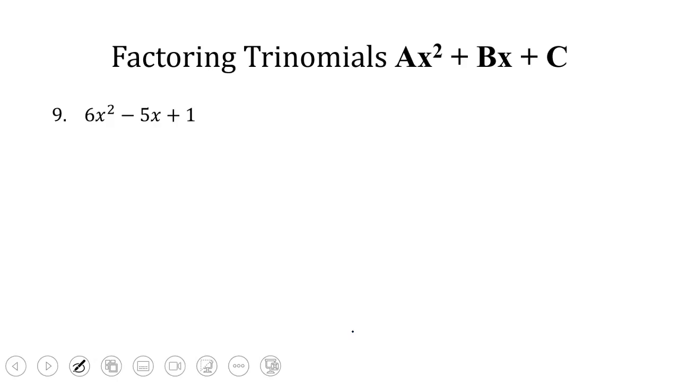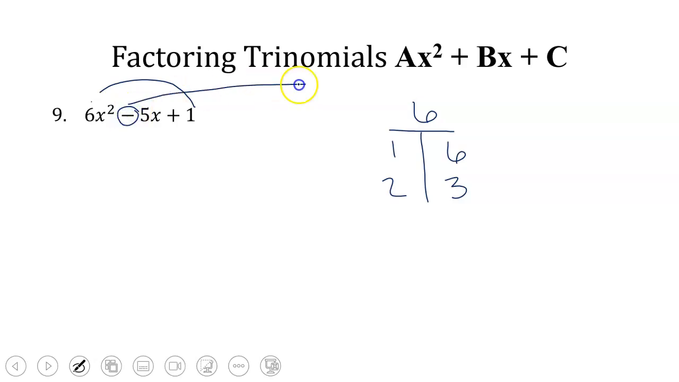Last problem in these notes, multiply the first and last. So 6 times 1 is 6. List all your factors of 6. When they multiply, it's a positive 6. So I know it's either two positives or two negatives. So let's look at the center. Our center is a negative. So that means it's going to be two negatives.